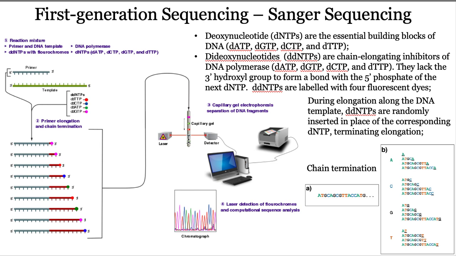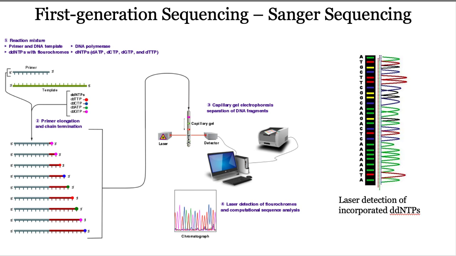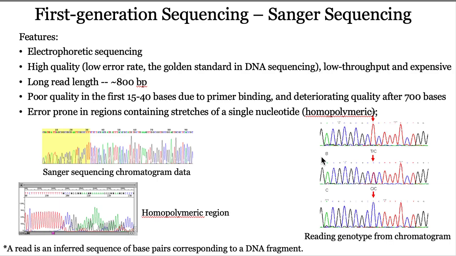So this is the chain termination reaction. The incorporation of ddNTP terminates the synthesis at a specific position. And then you run through this gel and you get this figure read by the computer. A better illustration is this. You run a gel, and then at each position, based on the fluorescence, you can determine what kind of nucleotide is at this position. And this is the output of a typical Sanger sequencing.